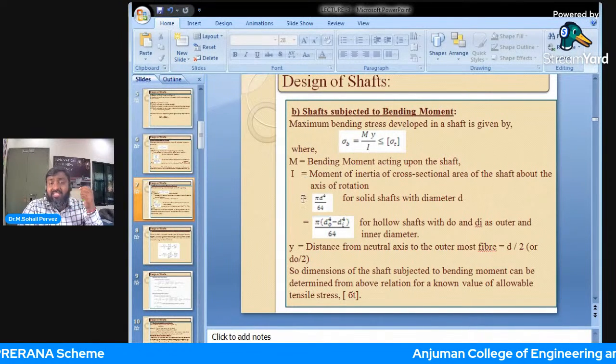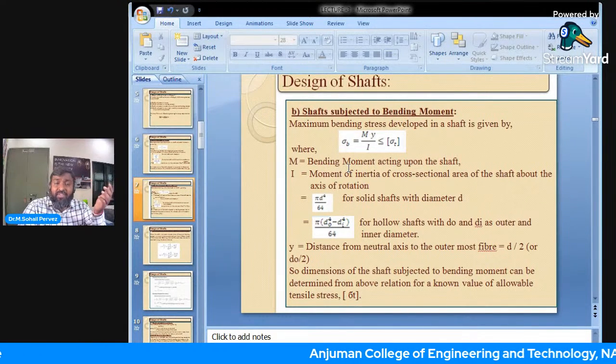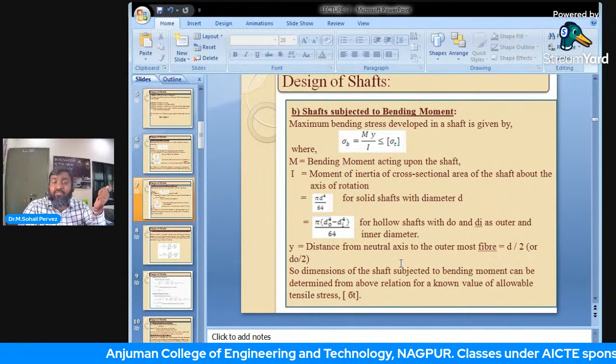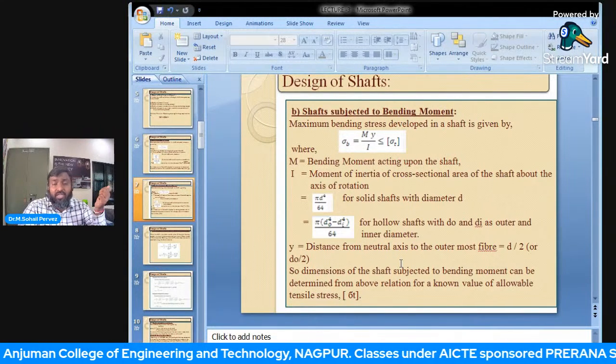Here, I is moment of inertia. In the previous equation, it was polar moment of inertia. So this is moment of inertia of the cross section of the shaft.